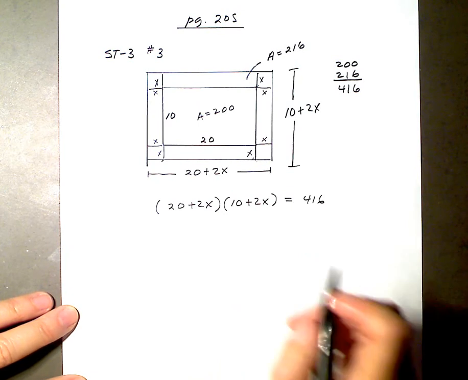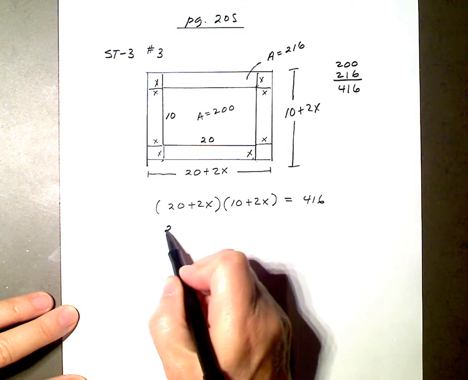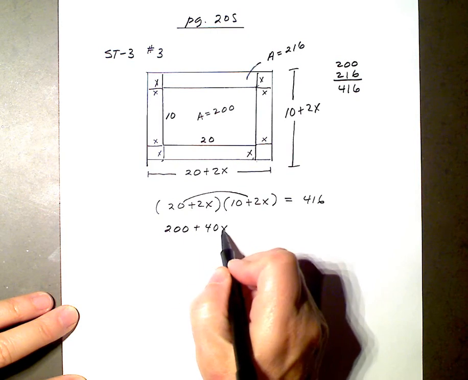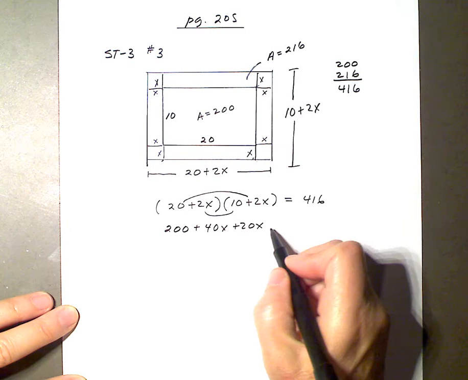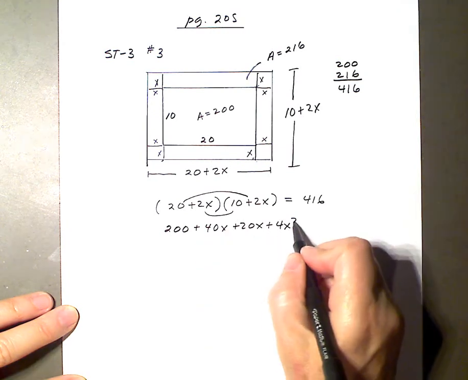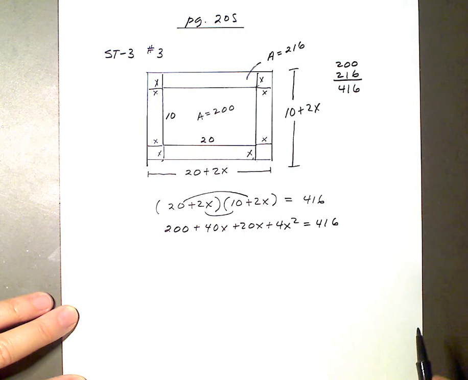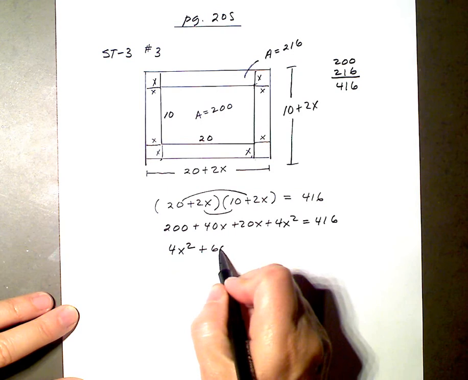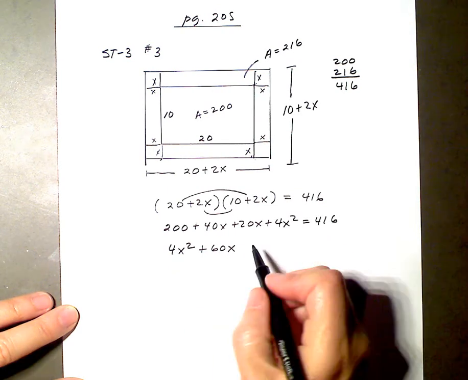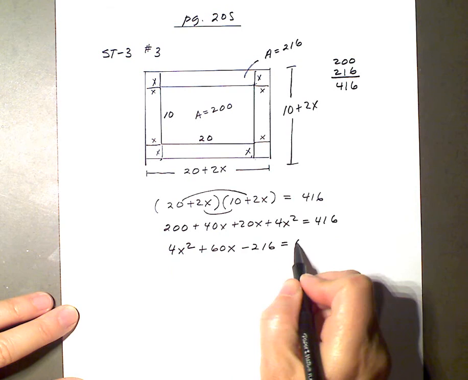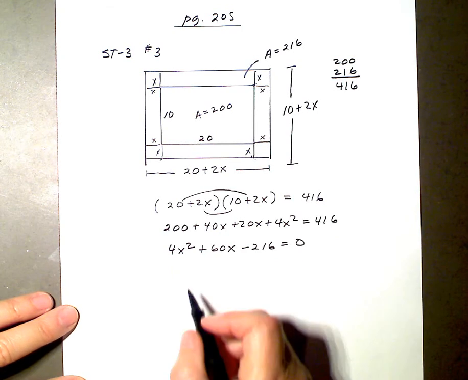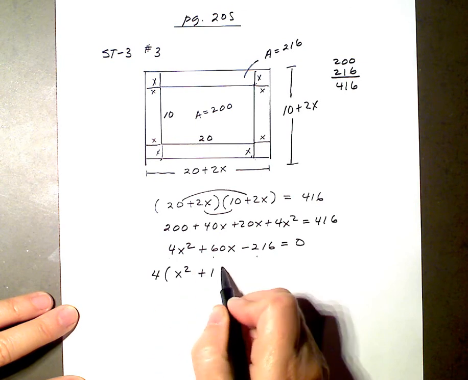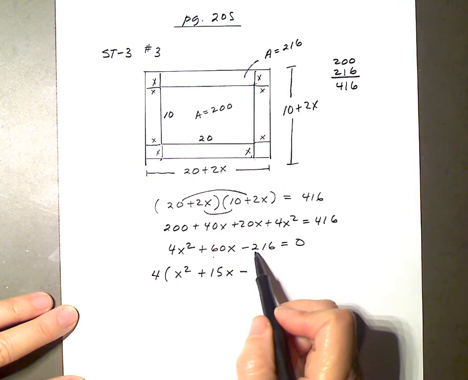So anyway, if we FOIL this out, we've got 200 plus 40x plus 20x plus 4x squared is equal to 416. Simplifying that, I'll have 4x squared plus 40x plus 20x is 60x. And if I subtract 416 from both sides, I have a negative 216 set equal to 0. I'm going to factor out the greatest common factor of 4. So I have x squared plus 15x minus 54.